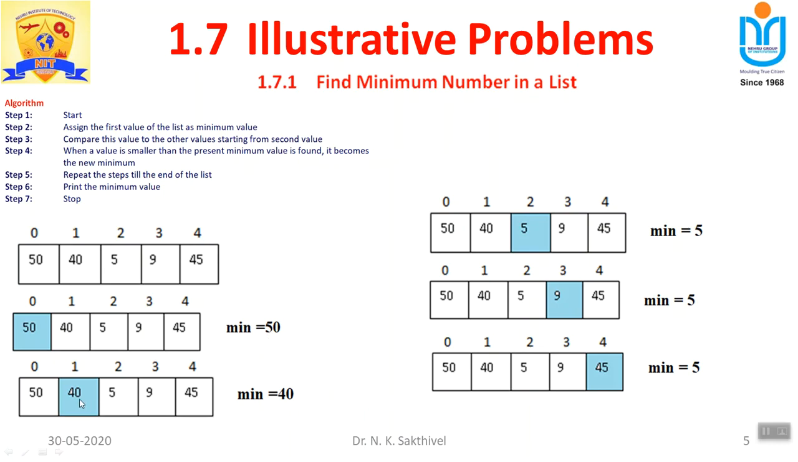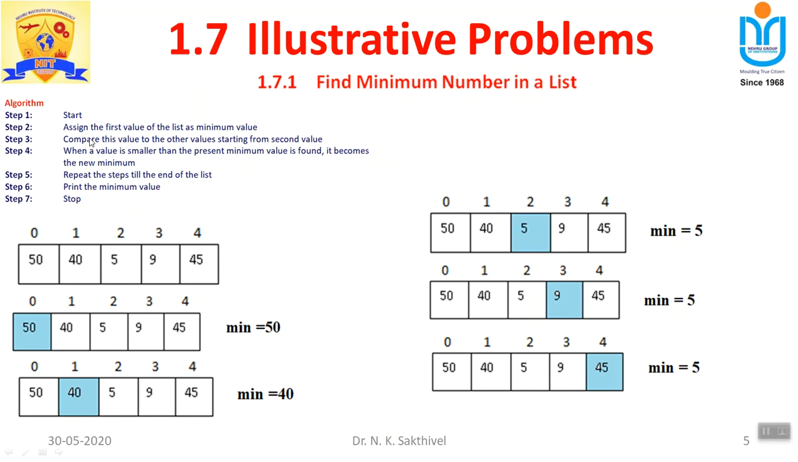The 50 is compared with the second number onwards. The second number I compared, the 50 and this second number is 40. The 40 is smaller. When a value smaller than the present minimum value is found, it becomes the new minimum. I assigned that minimum as 50. Now I found 40 in the second location is smaller than the minimum, so the minimum now I have updated. That means from 50 it is updated to 40.